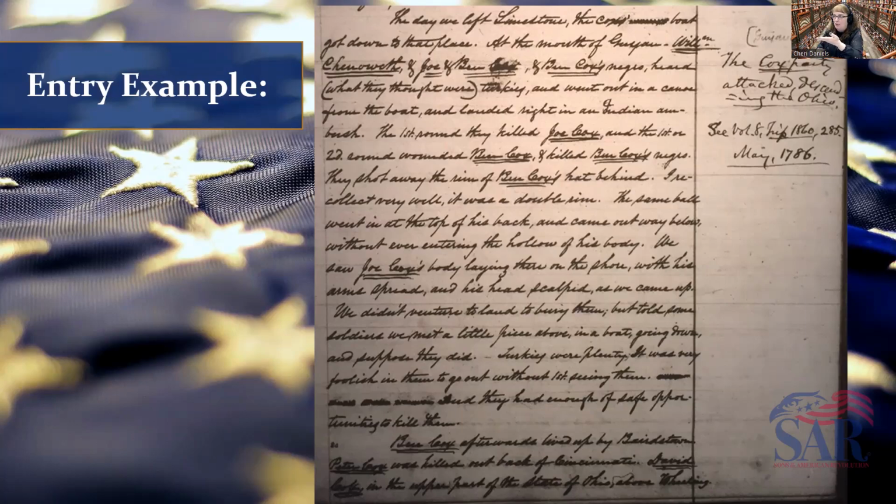Basically, it was an ambush, and they killed, it says, Joe Cox and then wounded Ben Cox, and they killed Ben Cox's Negro. So with it, we know that they killed Gabe. This one gets a little bit more gruesome about the location of where a bullet went in. And then it talks about they saw Joe Cox's body laying there on the shore with his arms spread and his head scalped as we came up.